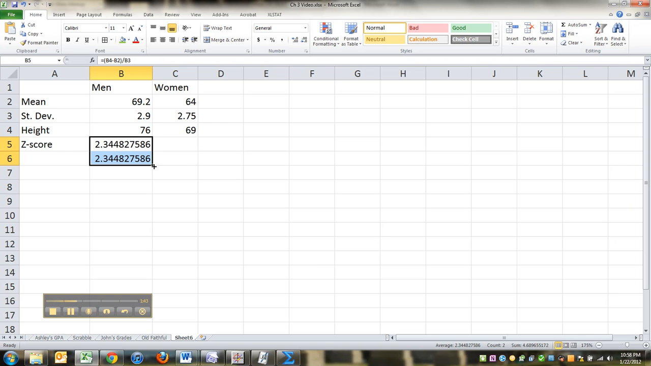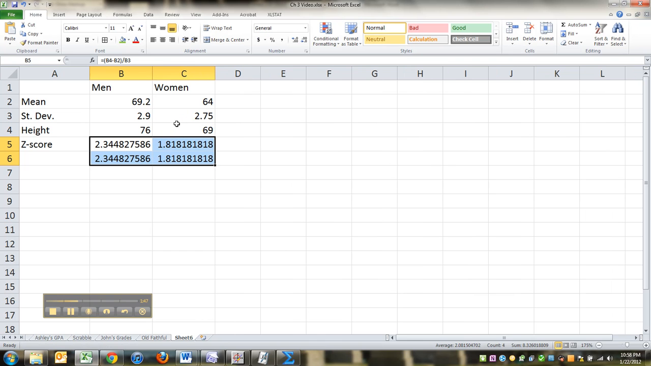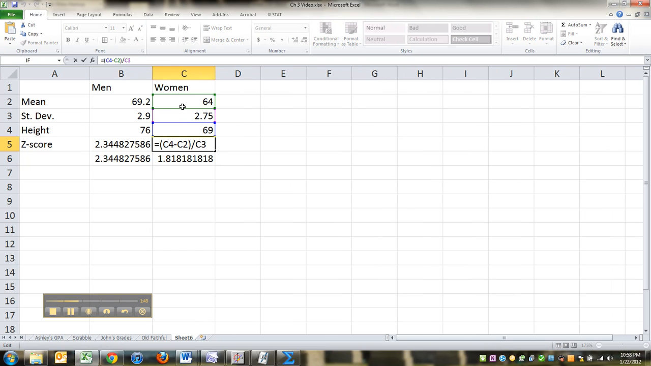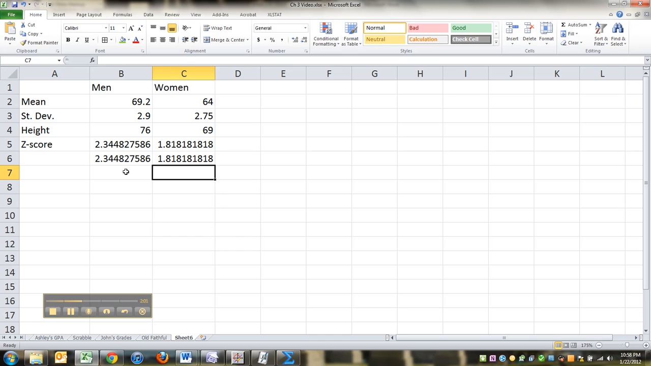All right, and then because I used cell references for all this, I can just drag it across, and there it is for me, right? So my height, 69, minus 64, close parentheses, divided by the standard deviation. Or you can use standardize. Cool. All right, so this is for Steve. This is for Alana. There we go. So there are the z-scores.